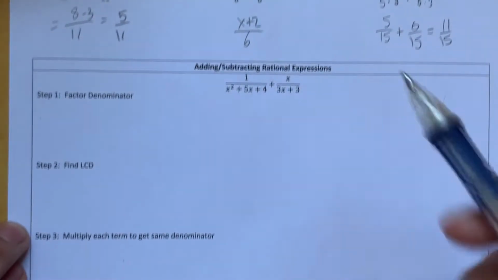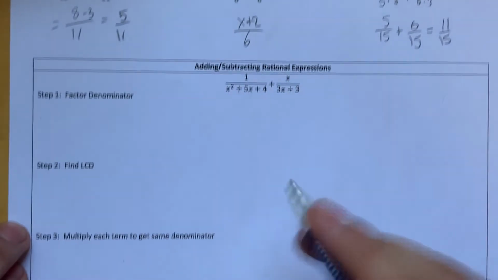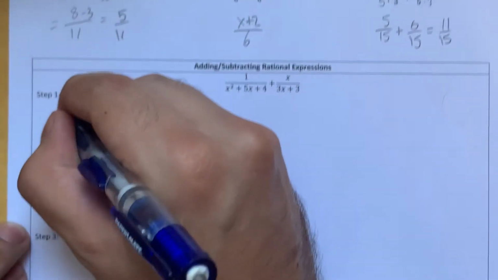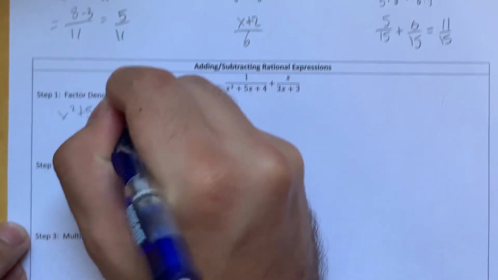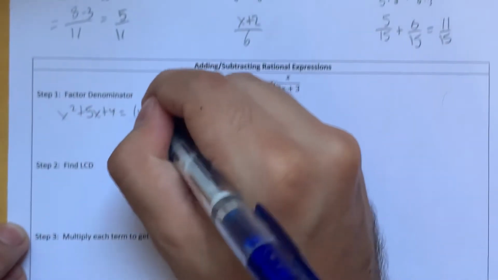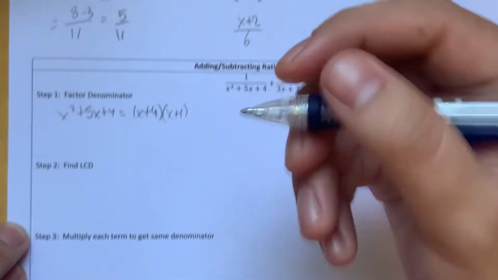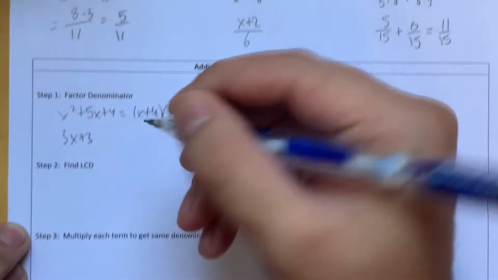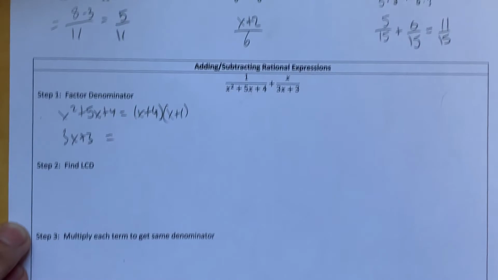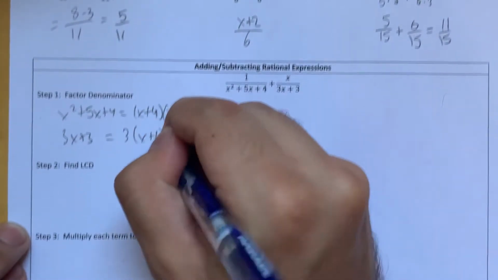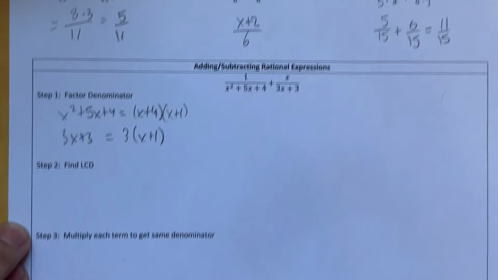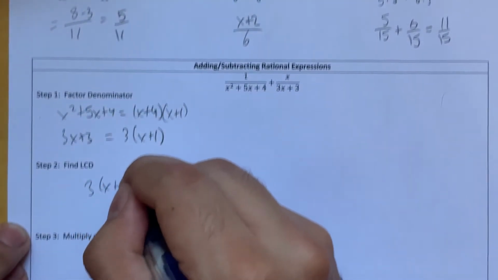So let's do this. Let's factor the first denominator. x squared plus 5x plus 4 equals x plus 4 times x plus 1. There we go. All right, what about 3x plus 3? We can factor a 3 out. We get 3 times x plus 1. Right? What is the least common denominator, the LCD? It's going to be 3 times x plus 1 times x plus 4.